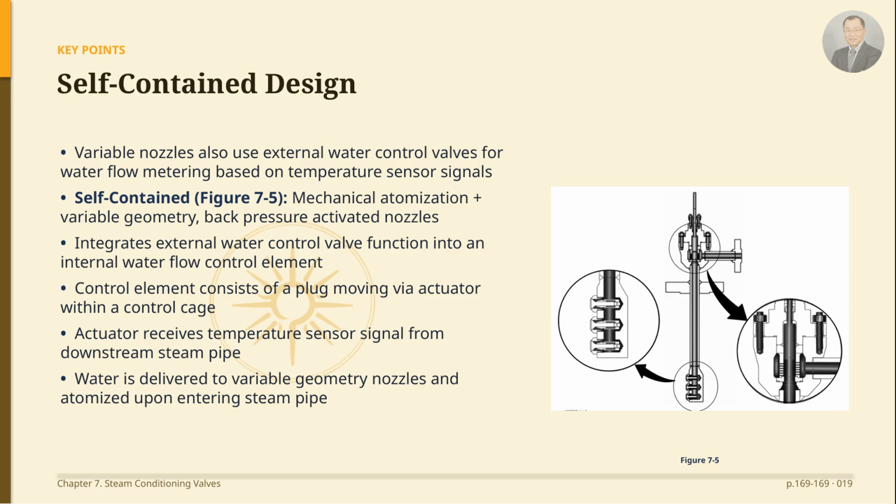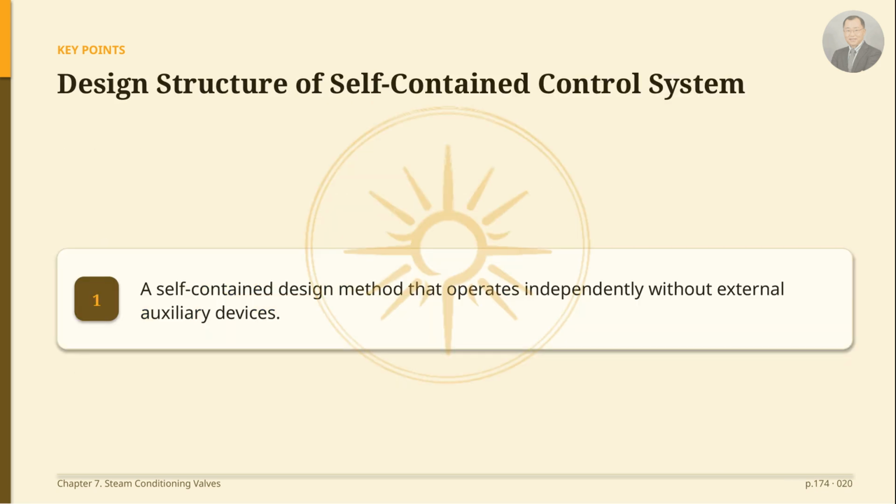First, the previous variable geometry nozzle design also meters water flow via an external water control valve based on the signal from the downstream steam pipe temperature sensor. In contrast, the self-contained design, as shown in Figure 7.5, is characterized by integrating the function normally performed by an external water control valve into the unit itself. This internal control element has a plug that moves inside a cage by means of an actuator, which receives the signal from the temperature sensor in the downstream steam pipe. The metered water is then passed to the variable geometry nozzle and is atomized as it enters the steam pipeline. This is an independent design method that operates on its own without external auxiliary devices.